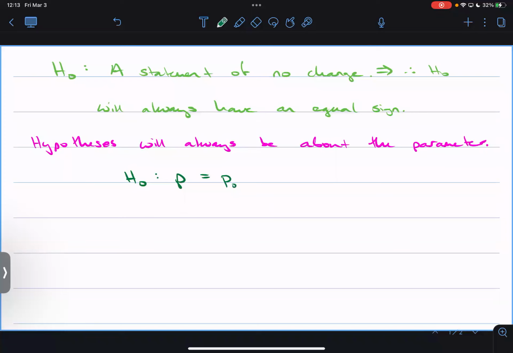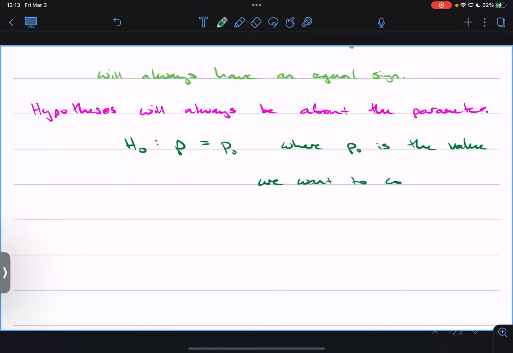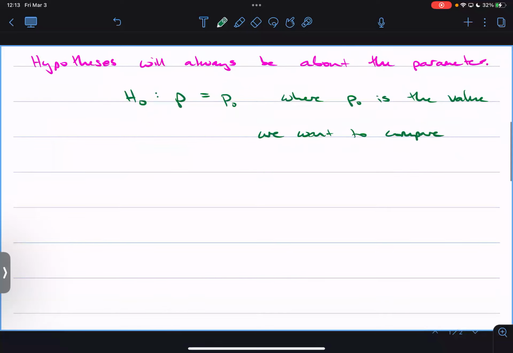I usually don't introduce that here, but I think just trying something new, it might backfire. Where P naught is the value we want to compare the proportion to.